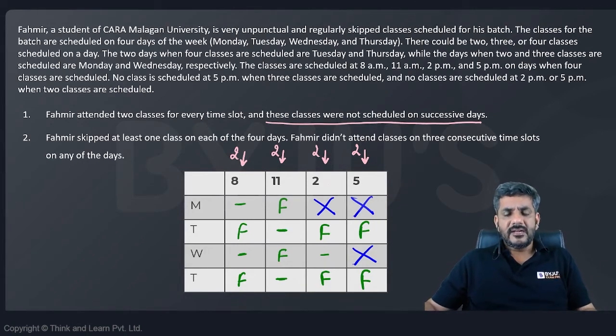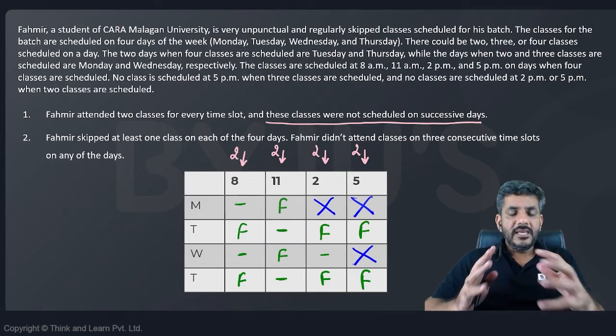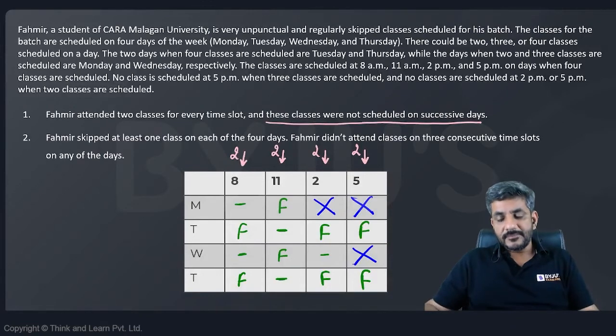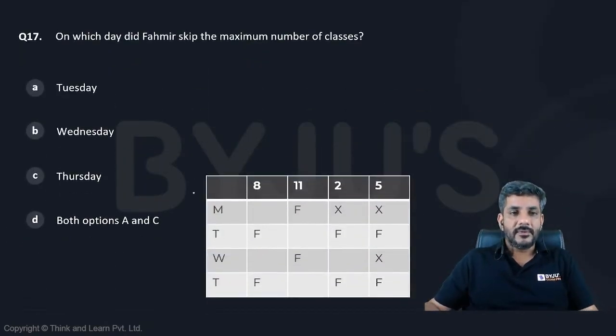So we get the final table. That was a pretty easy set. I think the easiest of this section. Each one of you must have attempted this set. Look at the questions one by one.